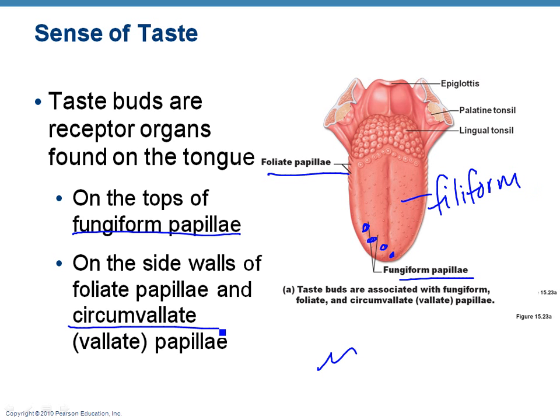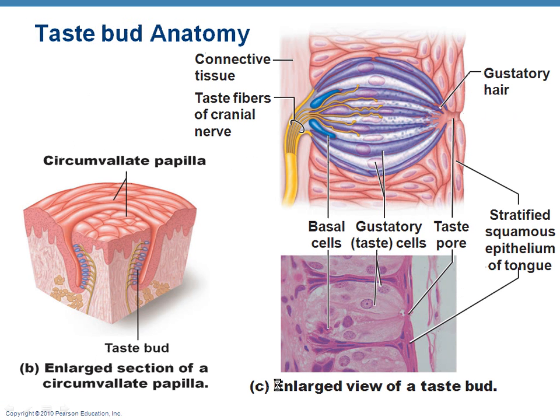Let's see. Oh, the major players here. Circumvallate papillae. So in the posterior part of the mouth, kind of looks like an upside down V. These are the circumvallate papillae. This accounts for half of all of your taste buds. We have about 8,000 to 10,000 taste buds, but the majority of them are in the posterior portion of your mouth in these circumvallate papillae. So we're going to take a look at these, do an enlarged view.